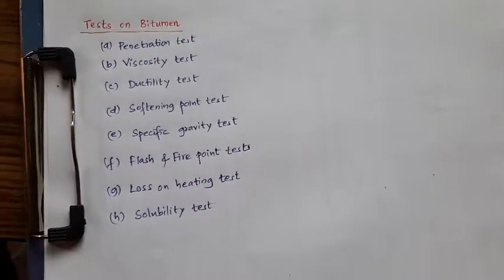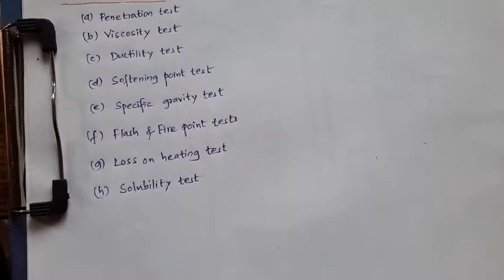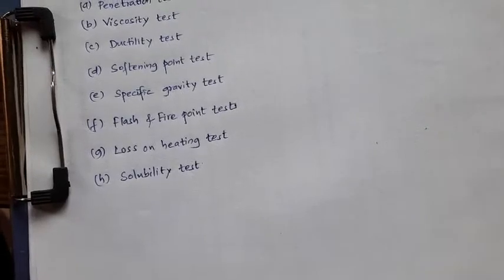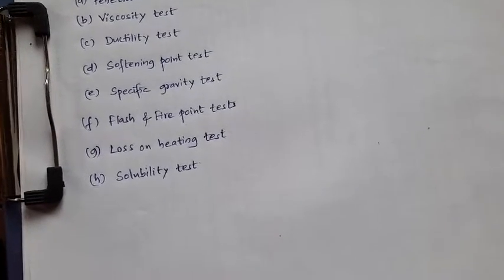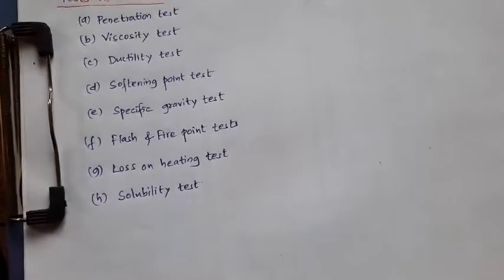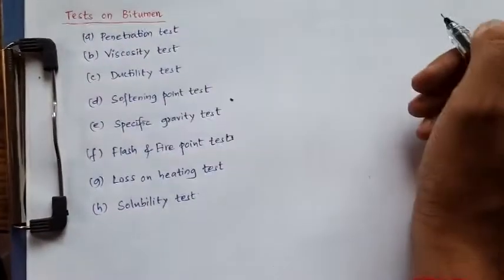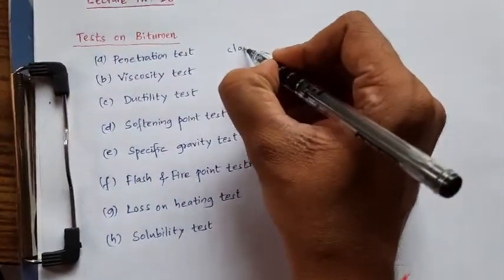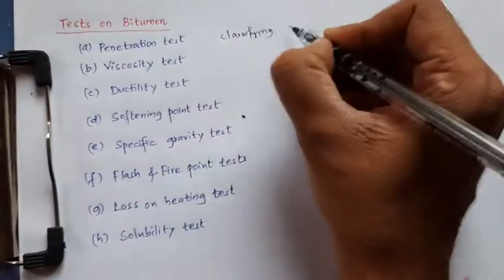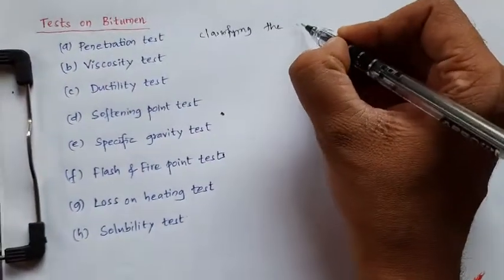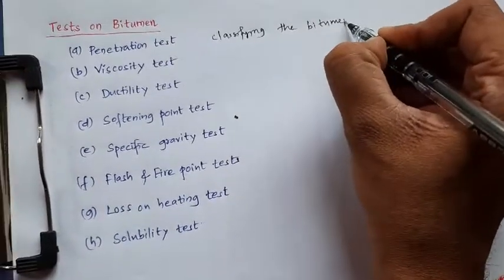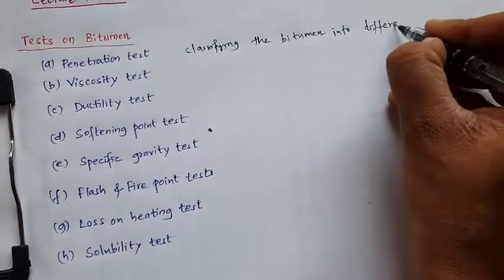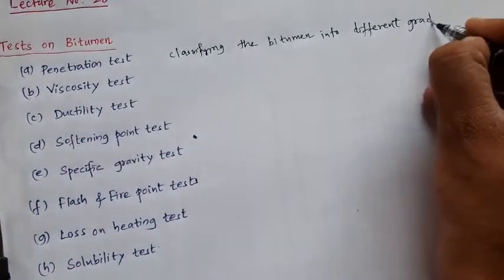Okay. So the first test is the penetration test. The penetration test for bitumen is required because the consistency of bituminous material varies depending upon several factors such as temperature and so on. So the penetration test is widely used basically for classifying the bitumen into different grades.